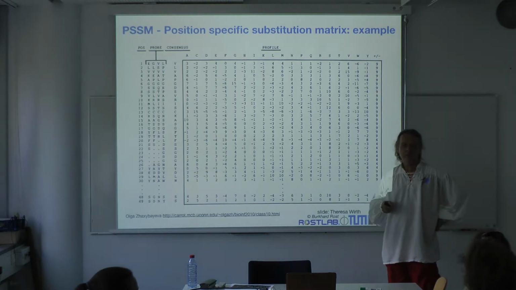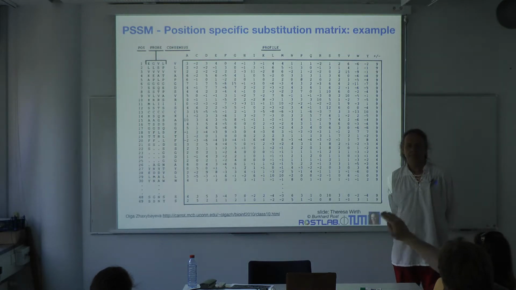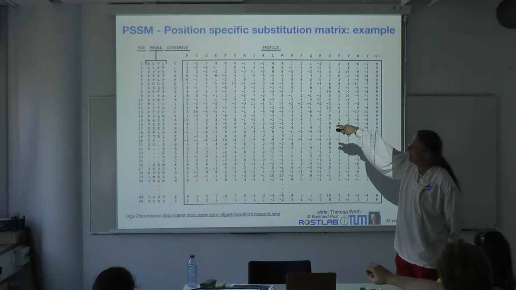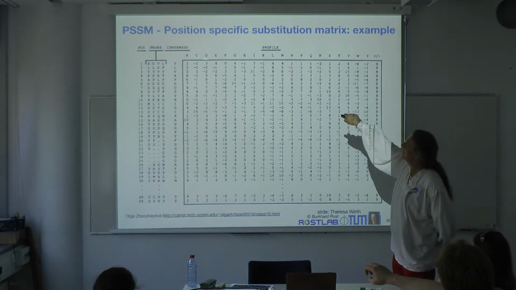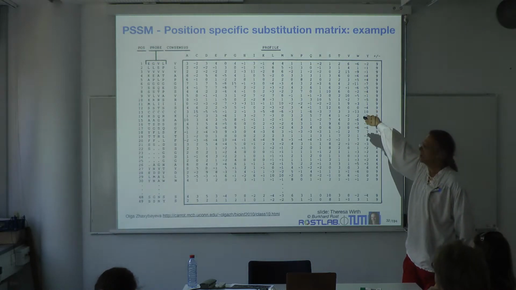I have a question about that. So the matrix, we have a matrix like this for every position, right? So that is correct. Well, the matrix in this particular case, you have a vector for every position. So you have a vector of 20 values for every single position.